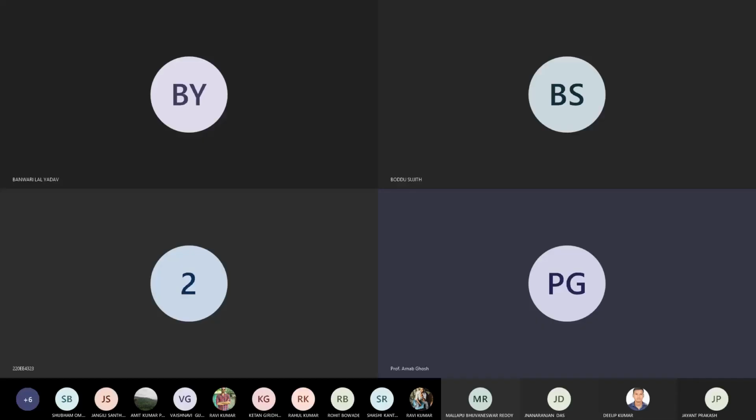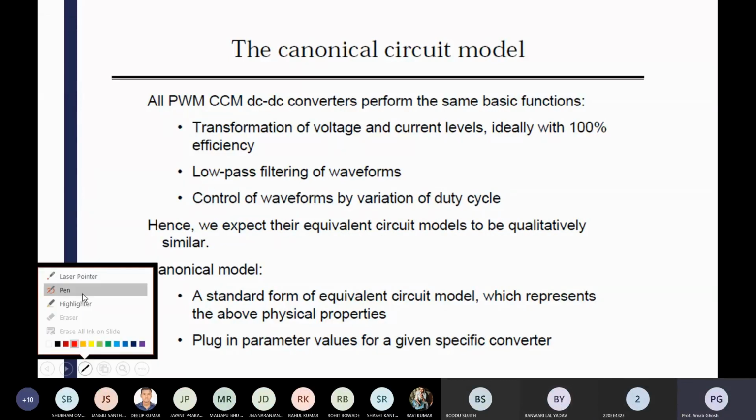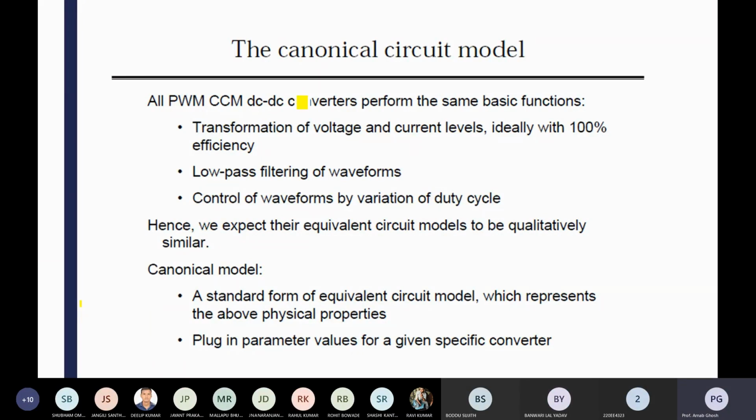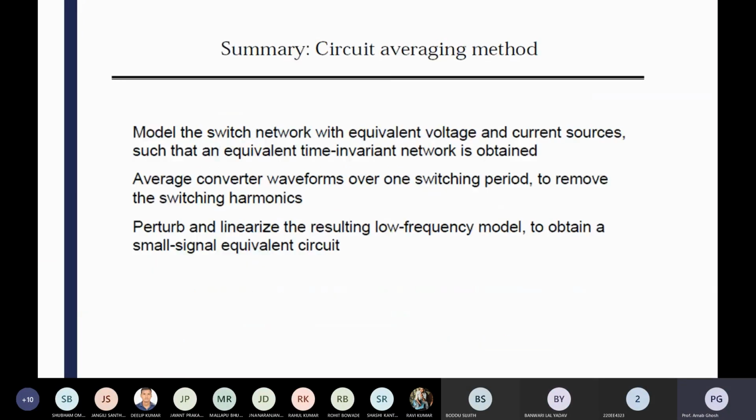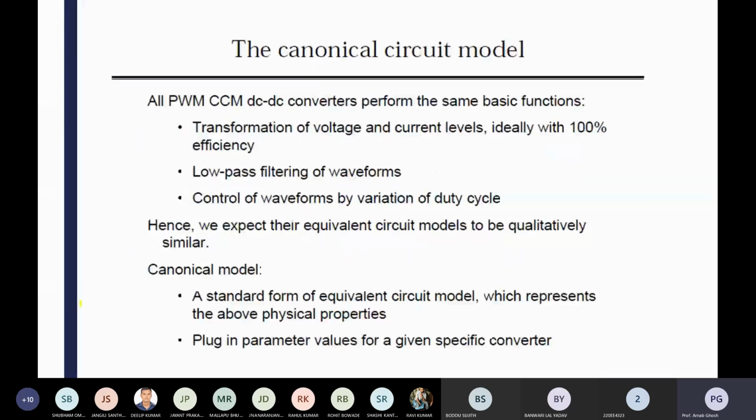The canonical circuit model of our switching converter is the last sub module of our modeling and control of switching converters. In my last class I discussed different averaging methods, the switched averaging methods, meaning the switch model of the converter. So today I am going to discuss the canonical circuit model. All of these are related to the modeling part.